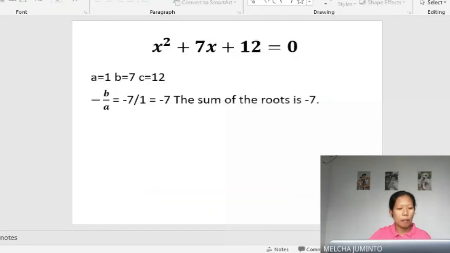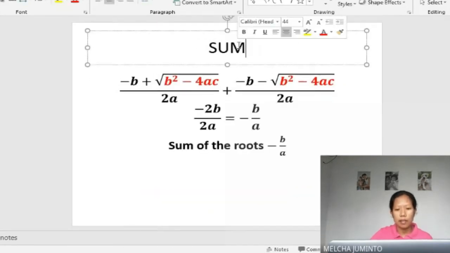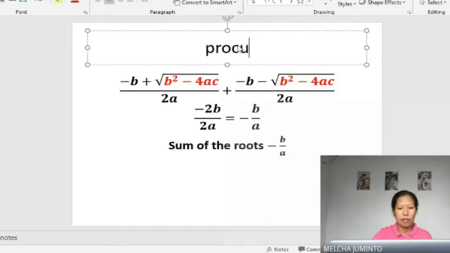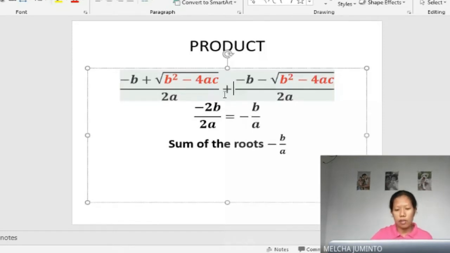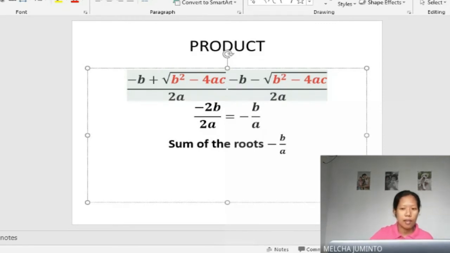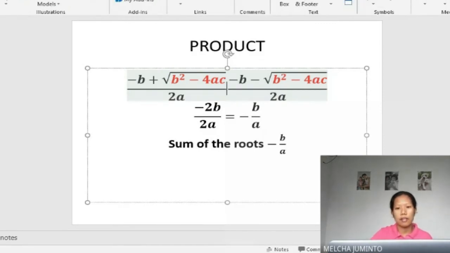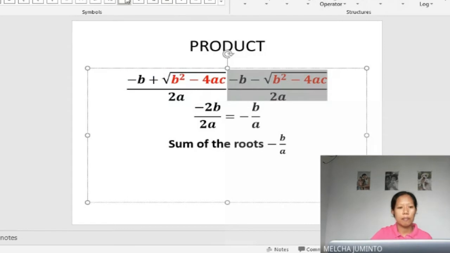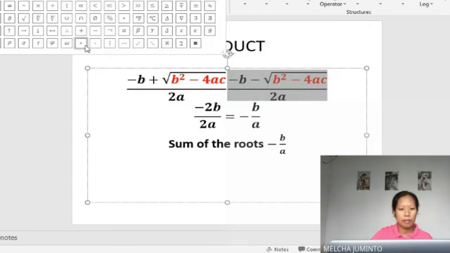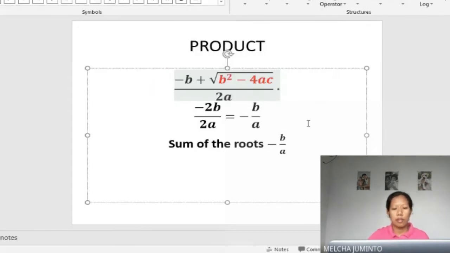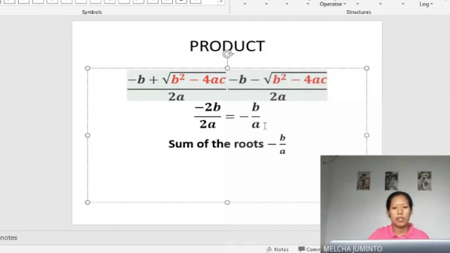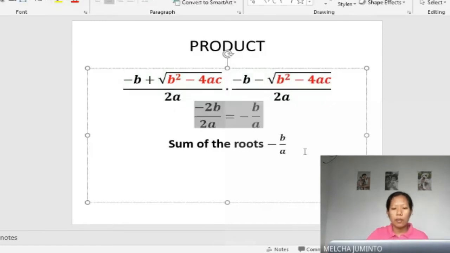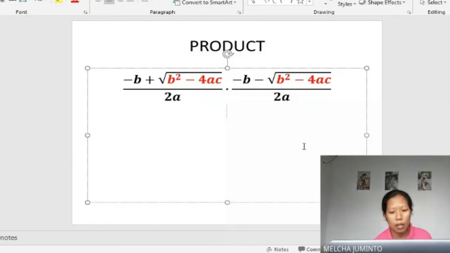Now for the product, we need to multiply the roots. Instead of addition, we multiply. Here, the symbol is multiplication. Sorry, multiplication. So we multiply numerator times numerator, denominator times denominator.